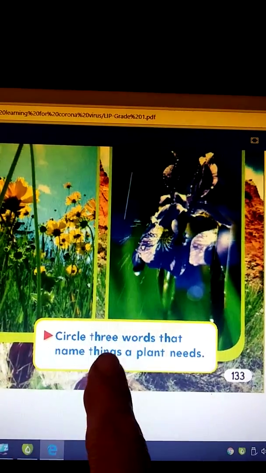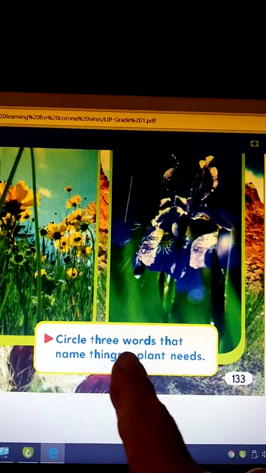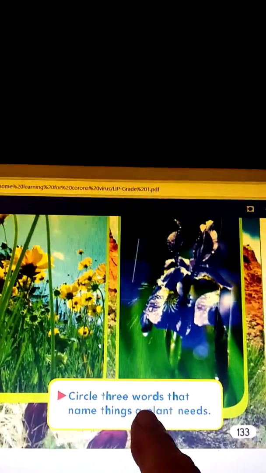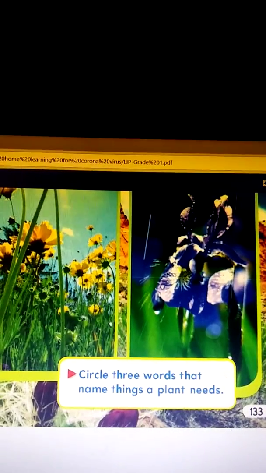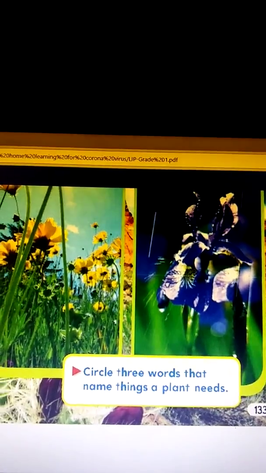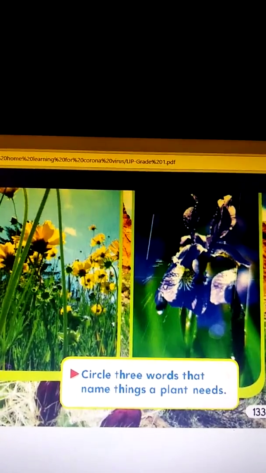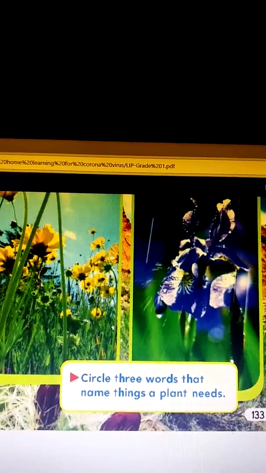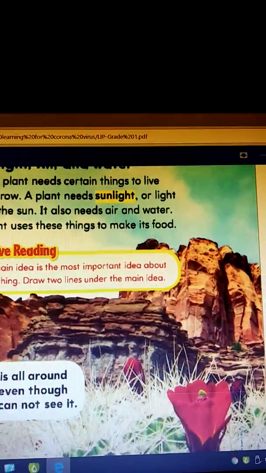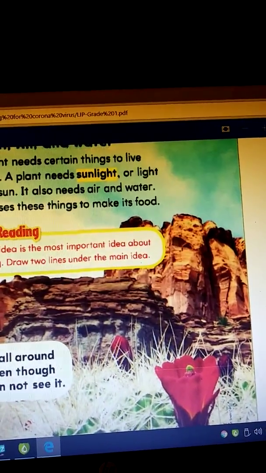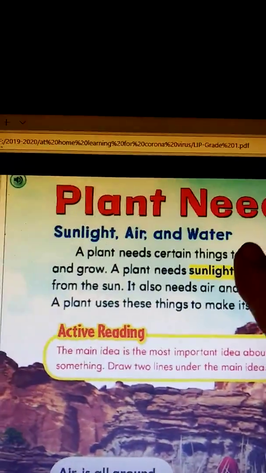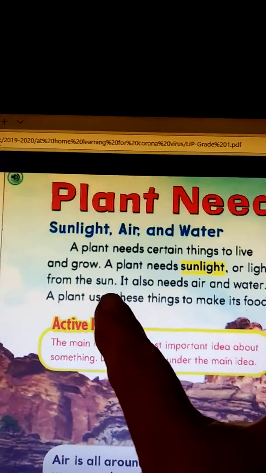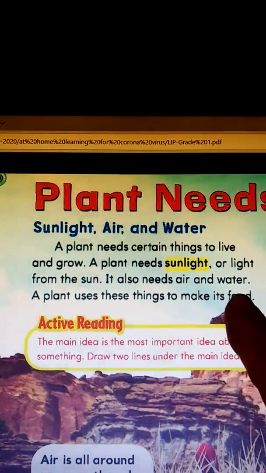Circle 3 words that name things a plant needs. Well, we can't really circle it, so go ahead and write those 3 things down on a sheet of paper. Today, we learned that plants need 3 things in order to grow. What are the 3 things? They are sunlight, air, and water.